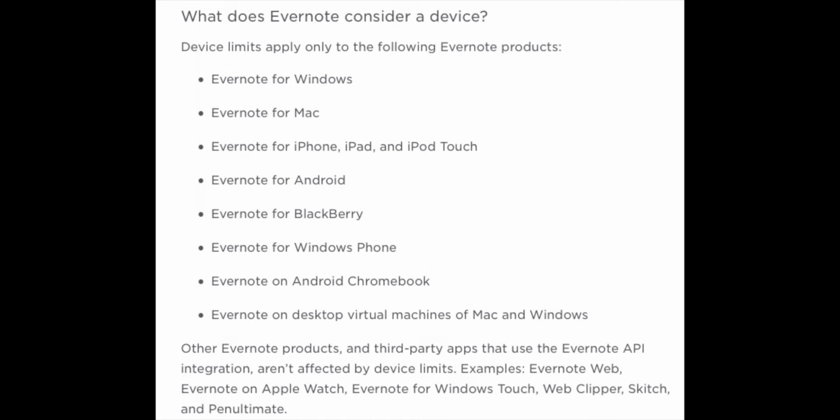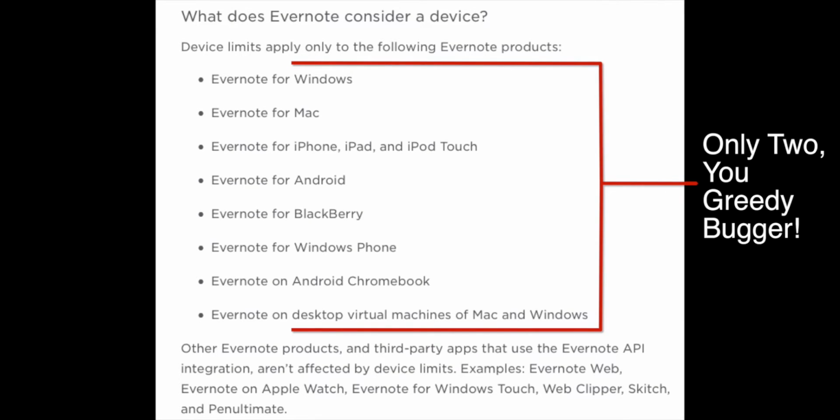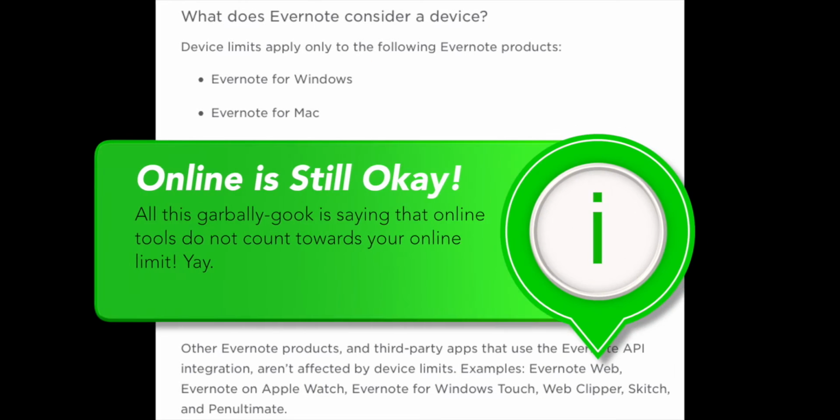So I did a bit of research. Turns out it's only referring to devices where you actually download the app. That could include any handheld or your computer. This limit does not include web-based access. So here's a way around it.